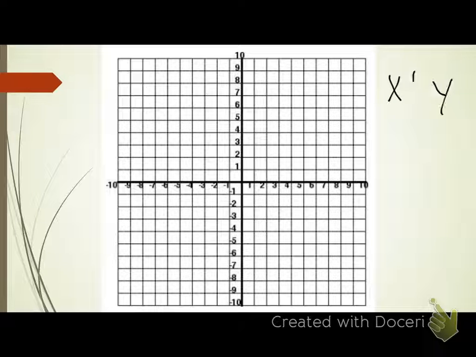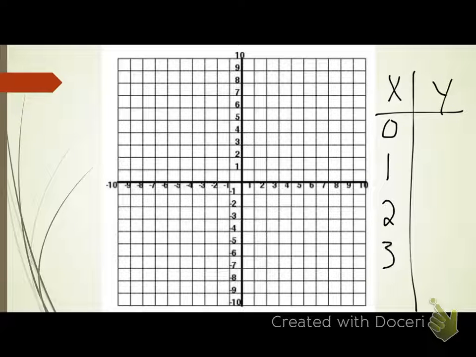So I'm just going to make an input-output table. We already know our x values are 0, 1, 2, 3, and 4. And we know our equation is y equals 15.95x. Correct? So I'm going to take turns plugging my x values in. Plug 0 in first.